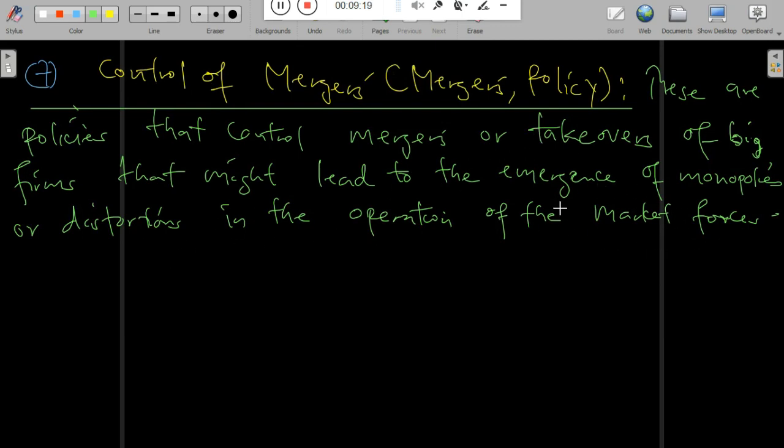Control of mergers as well. These are the policies that control mergers or takeovers of big firms that might lead to the emergence of monopolies or distortion of the operation of market forces.